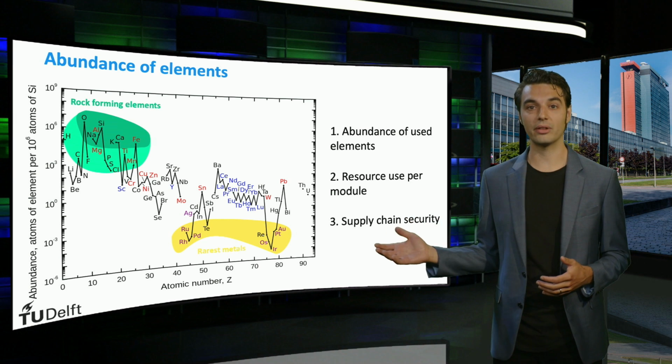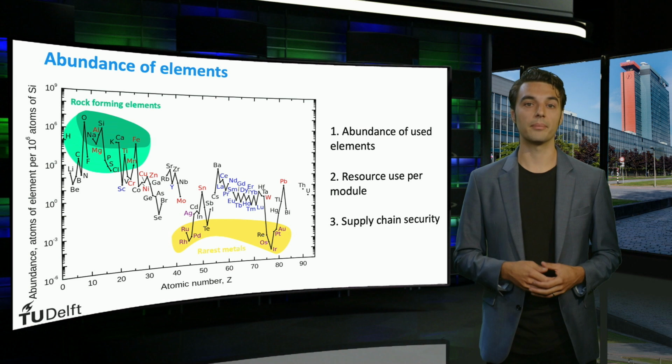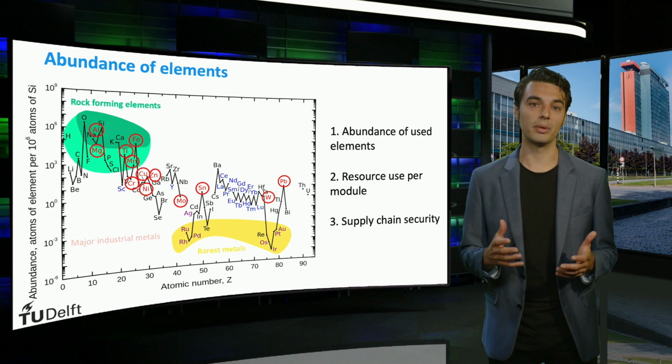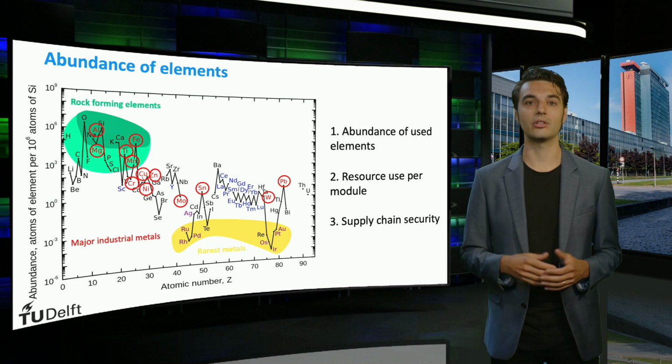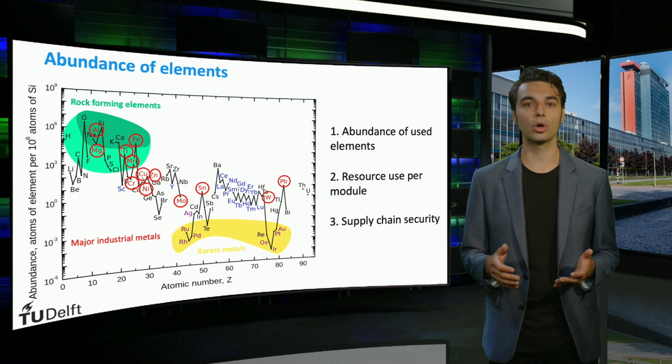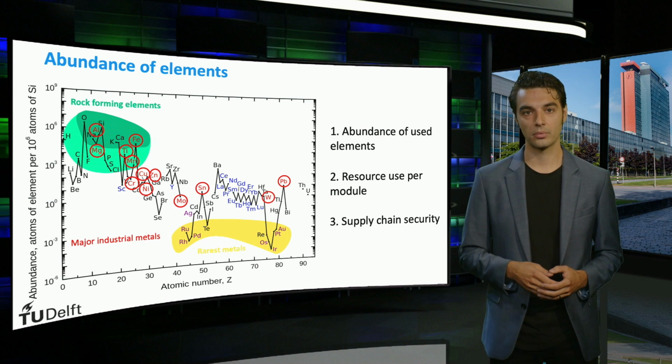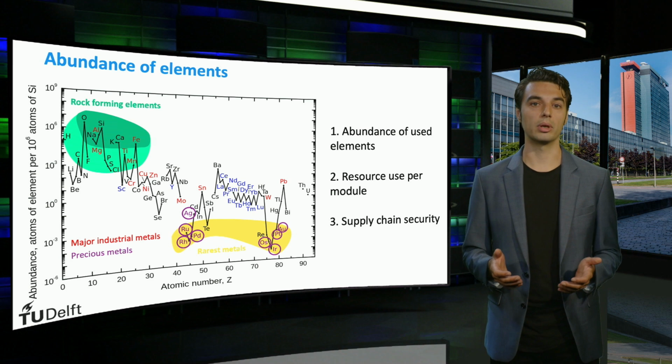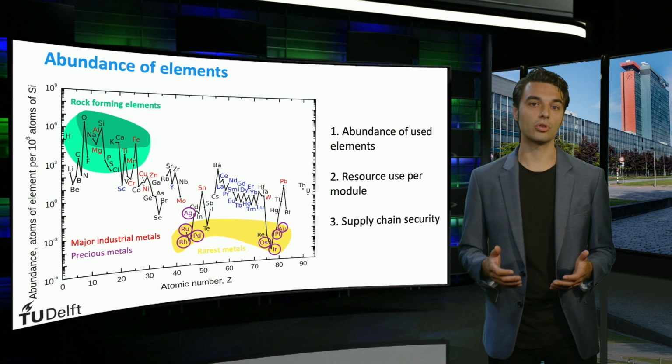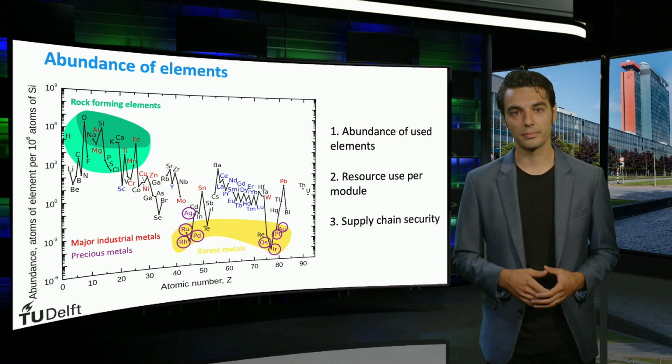The rarest metals are indicated by the yellow area. The major industrial metals are indicated in red. These elements have a global production of at least 30 million kilograms per year. The precious metals are shown in purple. These elements are rare and very expensive.